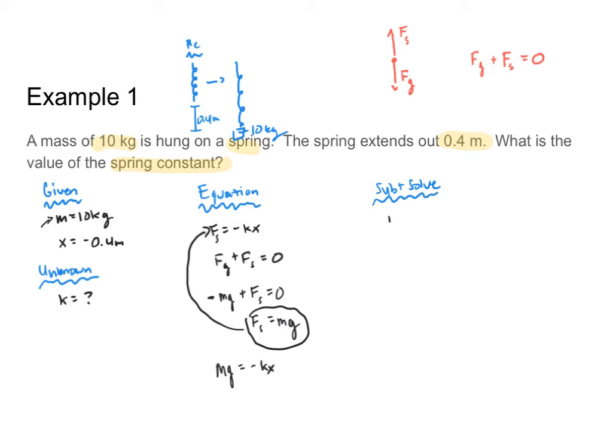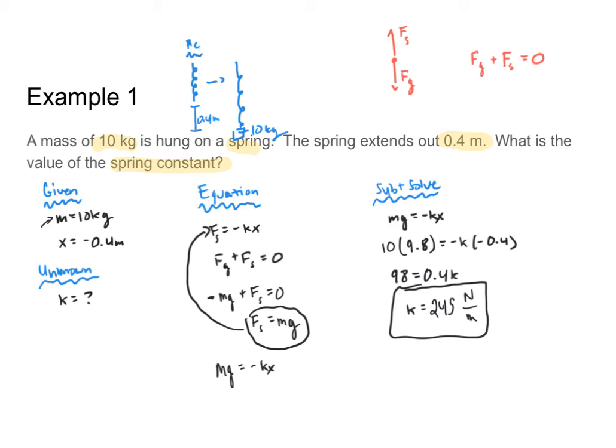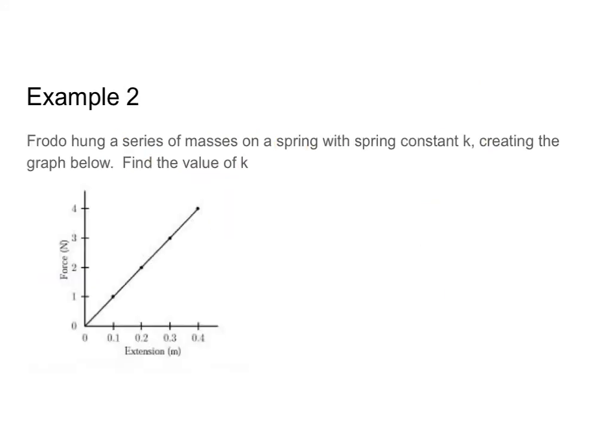So I know that mg equals negative kx. So that means that my mass of 10 kilograms times the gravitational acceleration of 9.8 meters per second squared is equal to negative k times negative 0.4, or 98 equals 0.4k, which means that k is equal to 245 newtons per meter. And there you go, I have solved for k. Let's do one more example before I finish this video up.